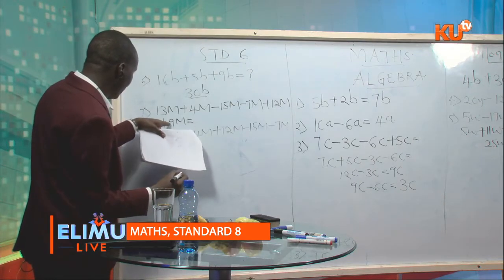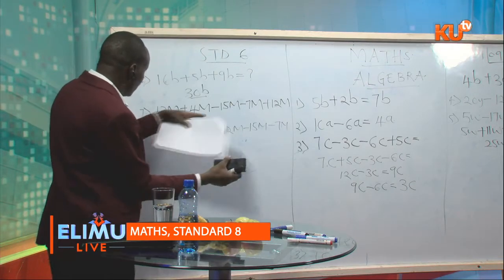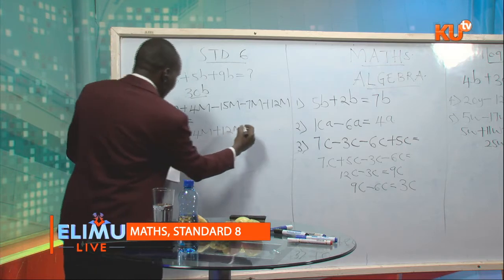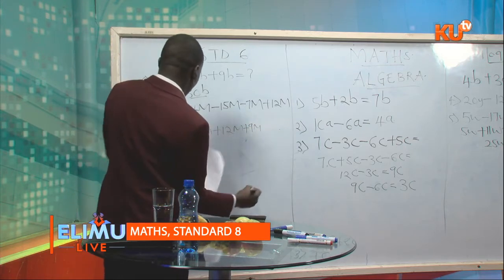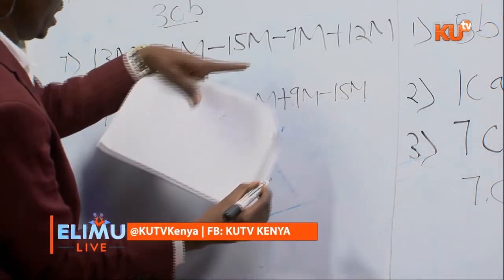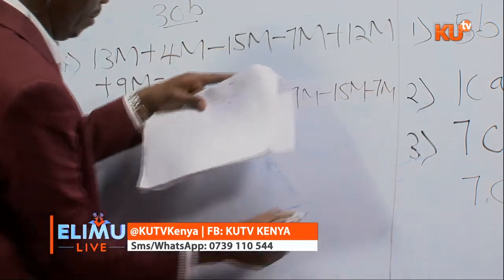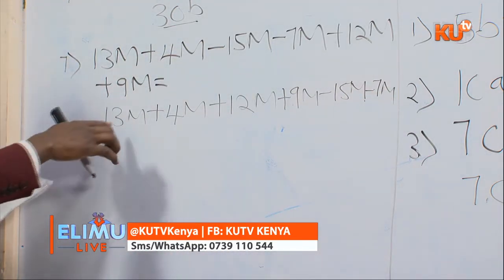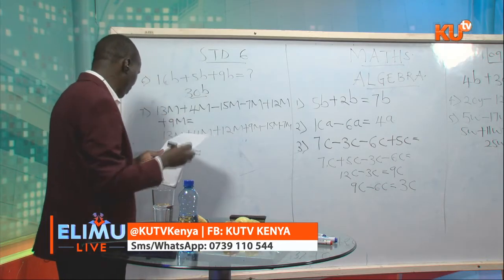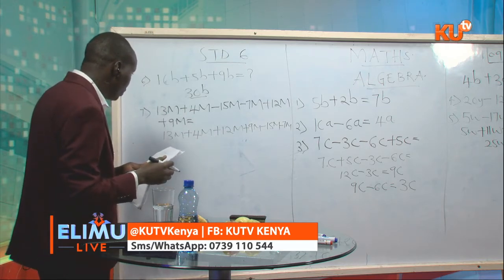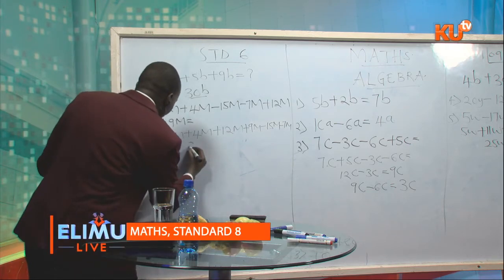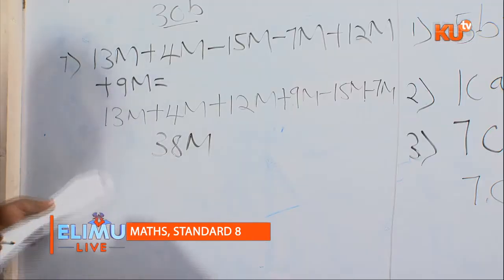Okay, we had 9 here. That is plus 12M. Remember, we are not supposed to forget this 9. Plus 9M, take away 15M, take away 7M. So when we add 13 plus 4, we get 17. 17 plus 12, we get 29. 29 plus 9, we get 38M. So we have 38M.